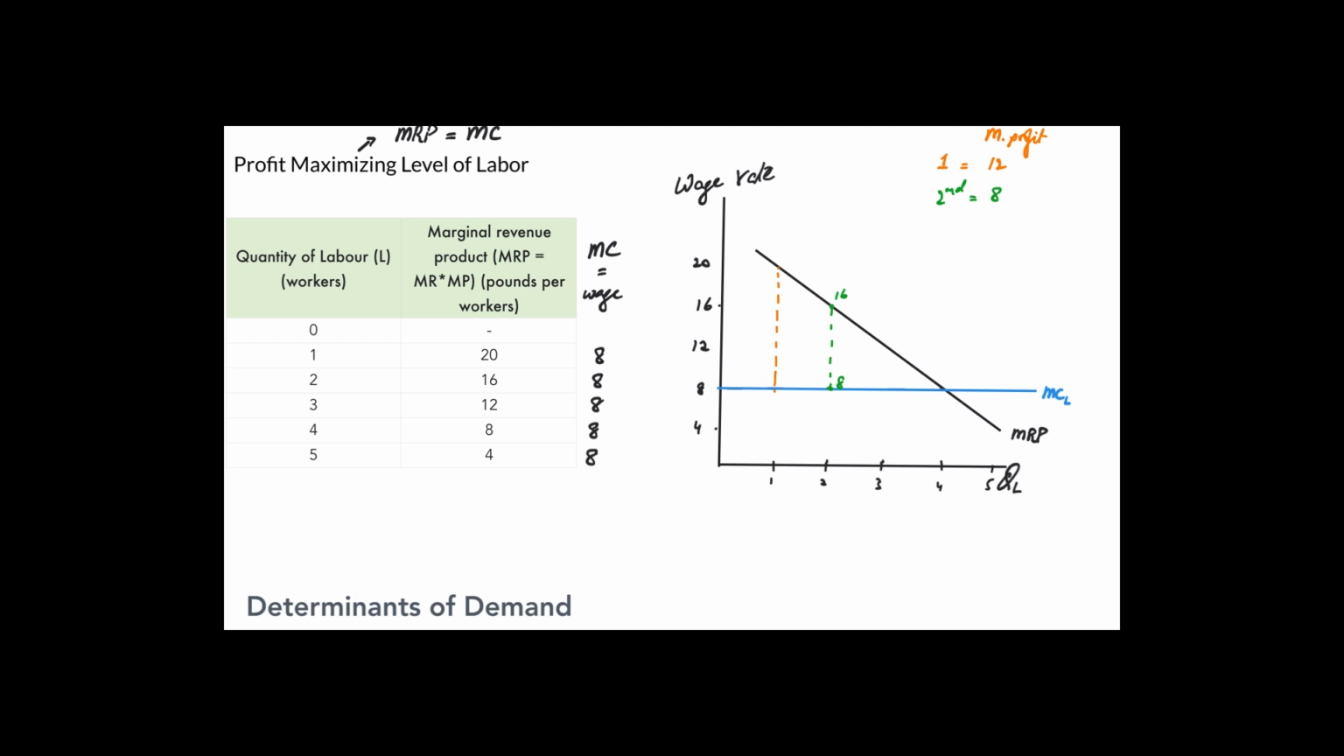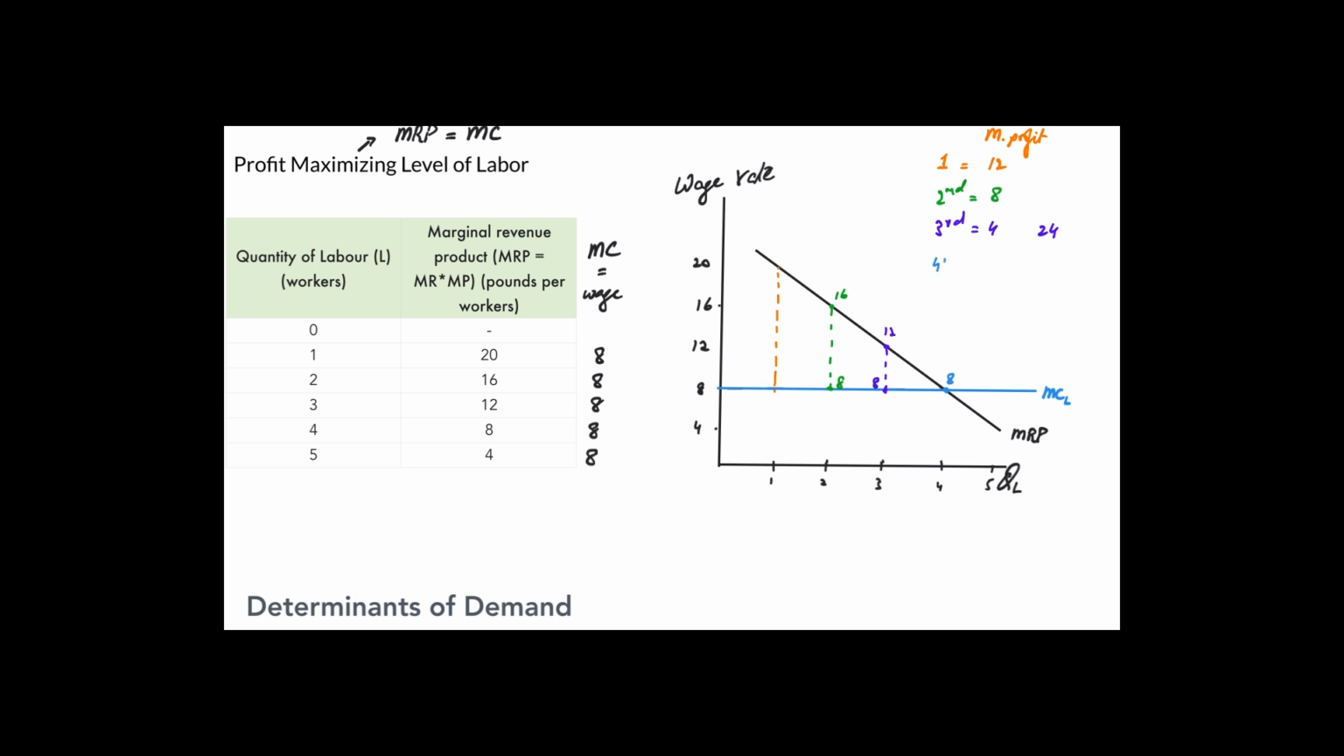How about the third guy? Well, the third guy, I pay him $8. He makes me about 12. I still make from the third guy, I make about $4 extra. My total profit has gone up to 24. So I should hire my third guy. Fourth guy, I pay him $8.